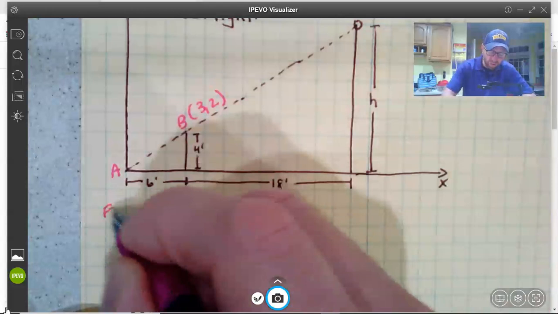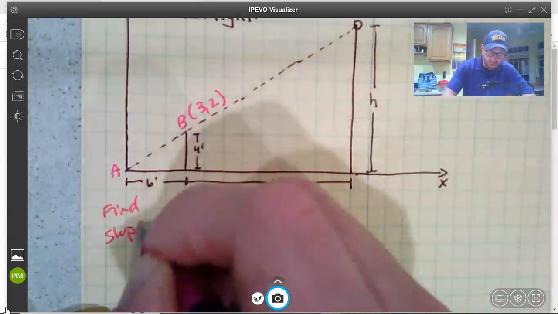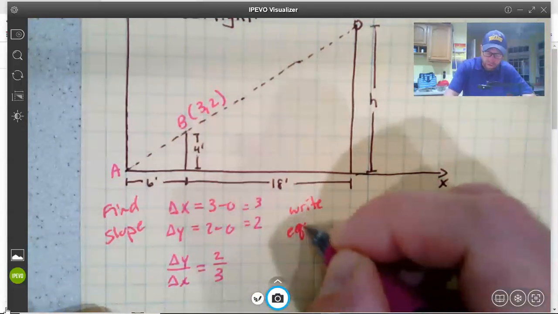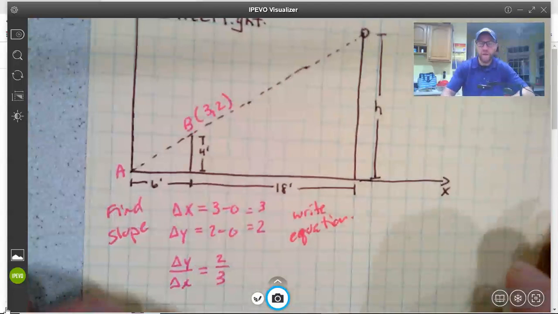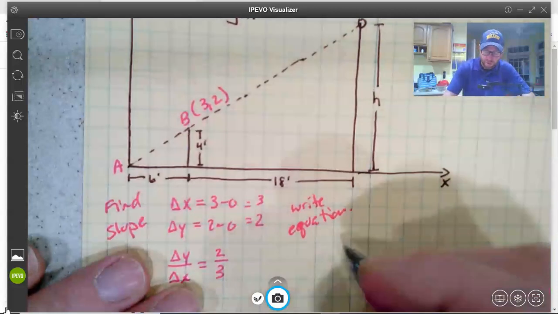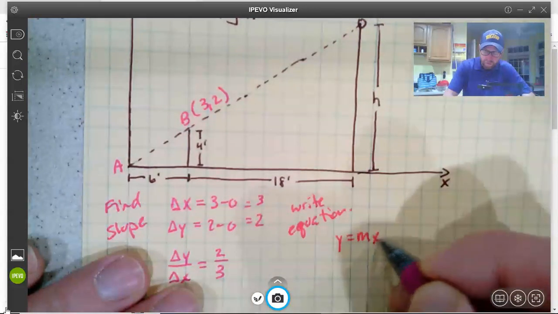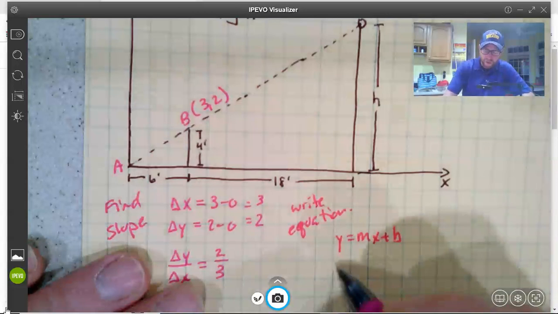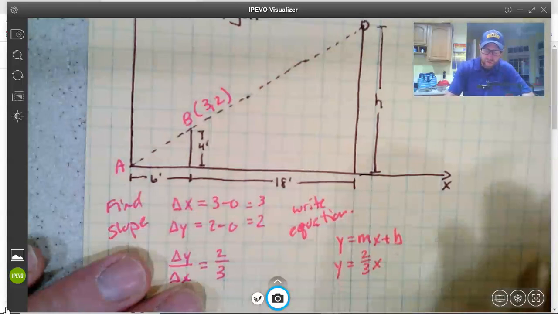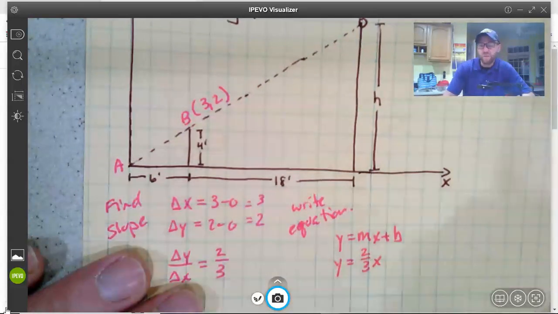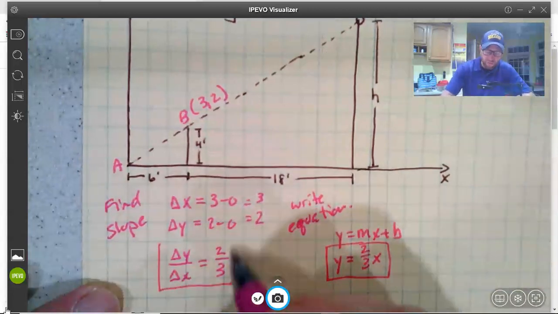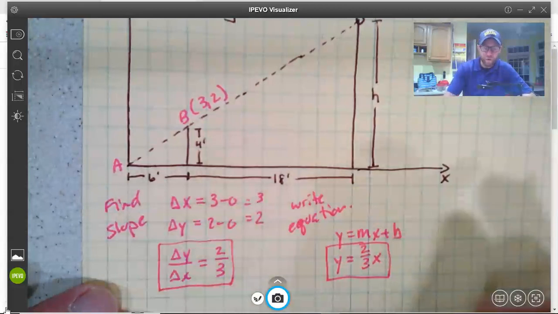So this is find slope. Next is write equation, and because I know the y-intercept, I'm just going to use slope-intercept form, and that is y equals mx plus b. So y equals, our slope was 2/3, and our b, our y-intercept, is just 0, so I'm just going to leave it off completely. So there's our equation. Okay, so we have our slope, we have our intercept, and we have our equation now.